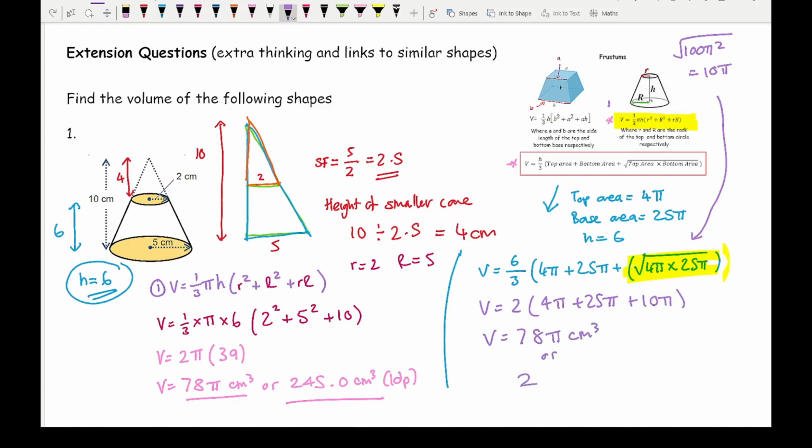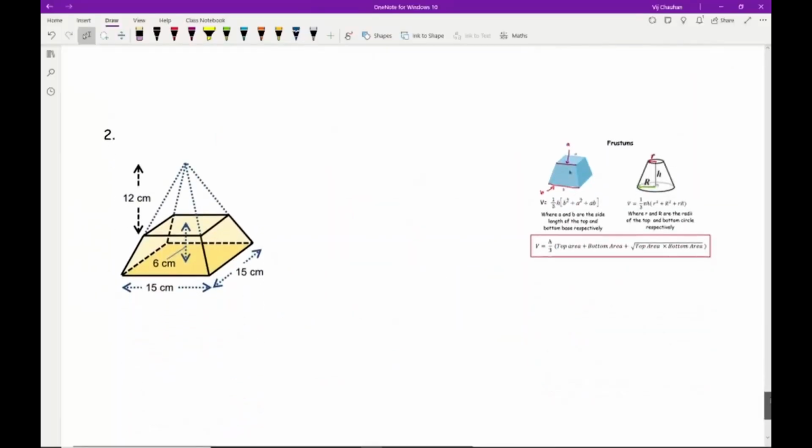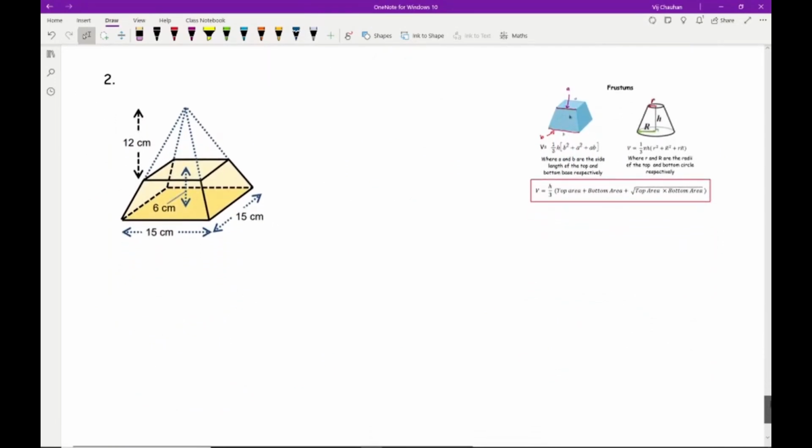or I can write it as a decimal as 245.0 centimetre cubed, and that's to 1 decimal place. As you can see, either of those formulas would be absolutely fine because it gives me the same answer. Extension question. So again, this kind of applies to the same thing.